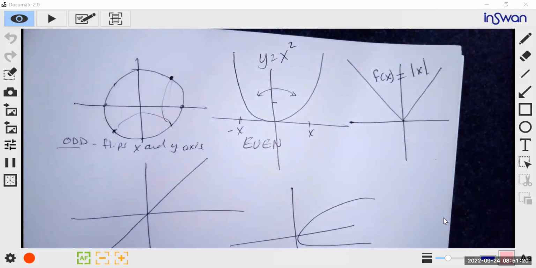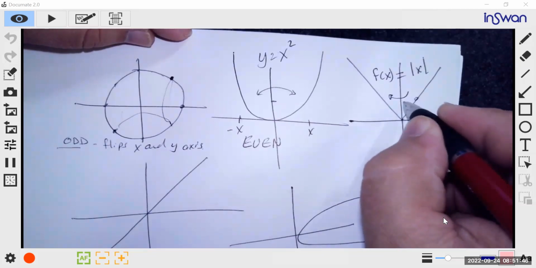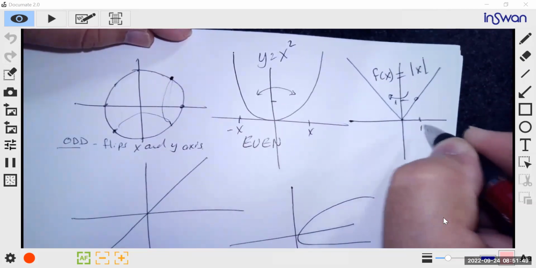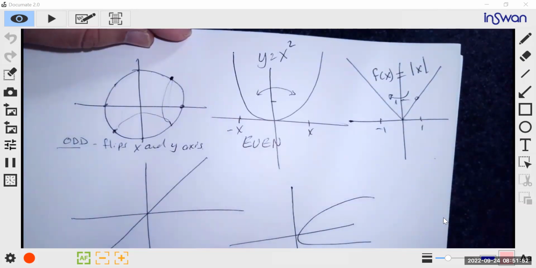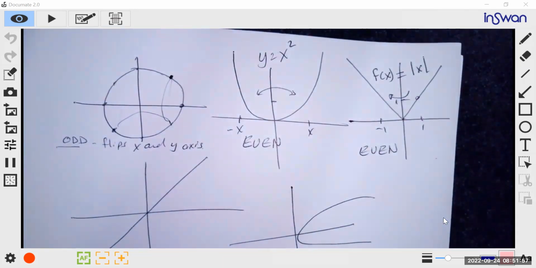The third graph is a graph of the absolute value function. Is this symmetric about anything? Yeah, it's symmetric about the y-axis again, because if this is one, then this has to be negative one. So it's an even function because it flips across the y-axis.